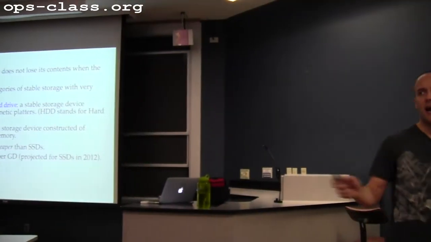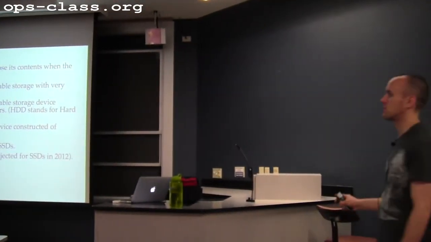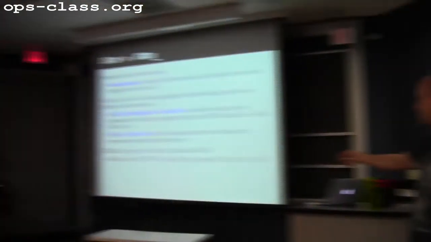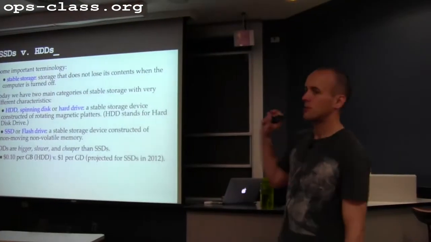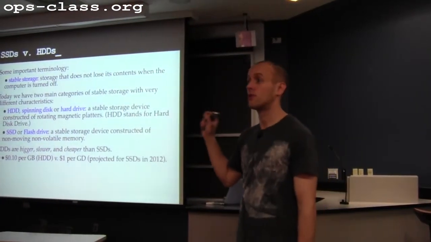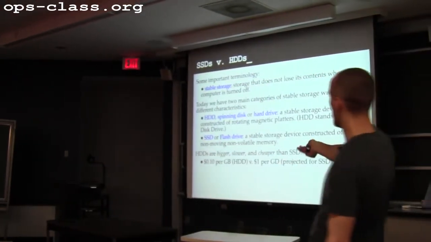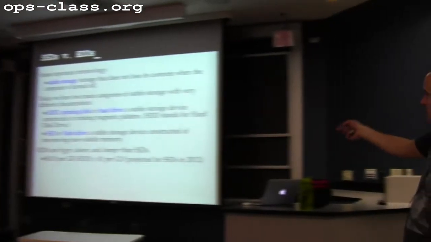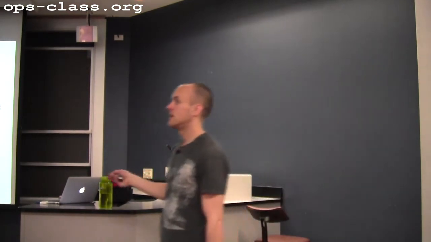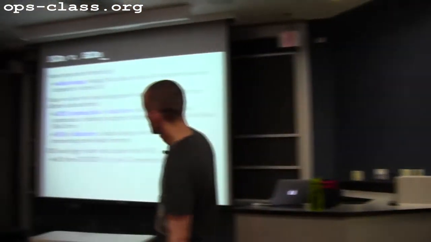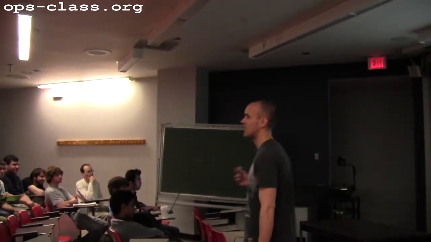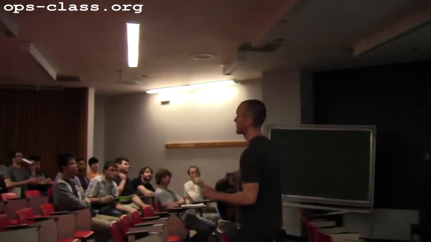But at least right now, there's basically an order of magnitude difference between the price per unit of storage for SSDs and HDDs, right? So you can get a 1 gigabyte hard disk drive for $100, right? Gartner is forecasting that by 2012, which is now, SSDs should be down to $1 per gigabyte, right?